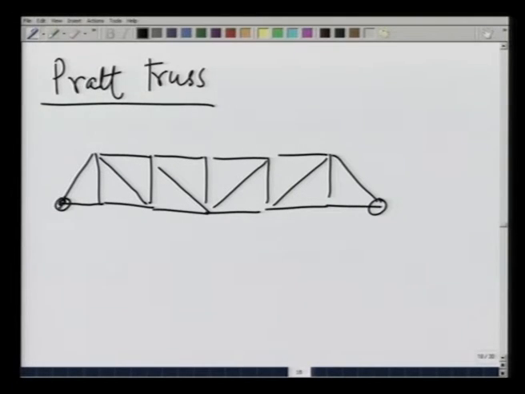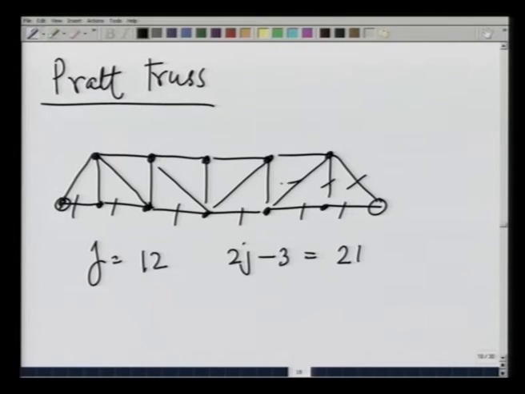It is put on the supports here, and these are joints. Let us see the number of joints here: 1, 2, 3, 4, 5, 6, 7, 8, 9, 10, 11, 12. So, 2j minus 3 is 21. Number of members is 1, 2, 3, 4, 5, 6, 7, 8, 9, 10, 11, 12, 13, 14, 15, 16, 17, 18, 19, 20, 21. So, this is a statically determinate truss and capable of remaining in equilibrium.